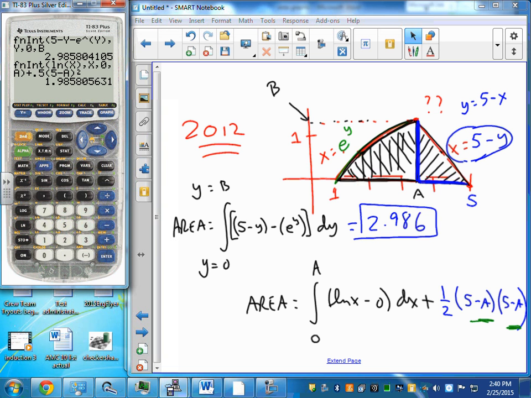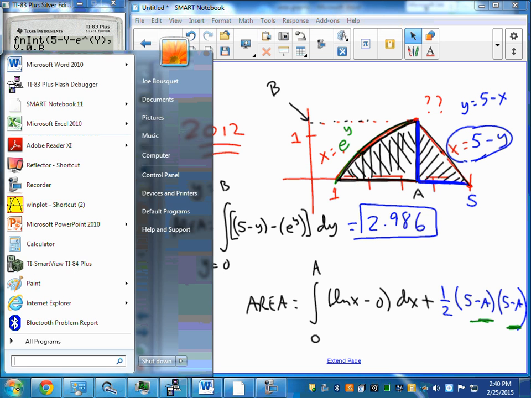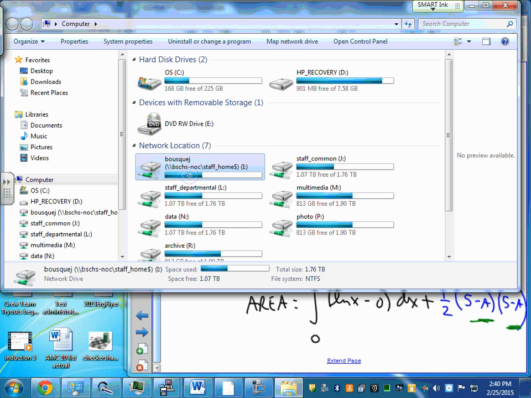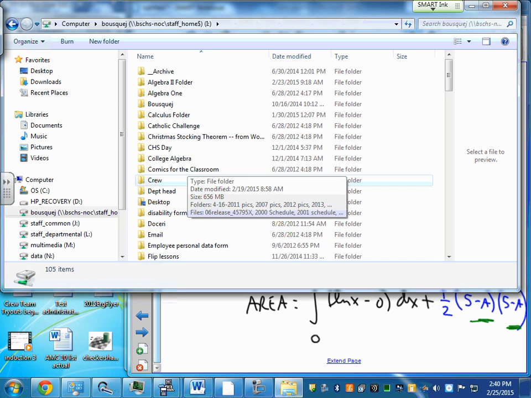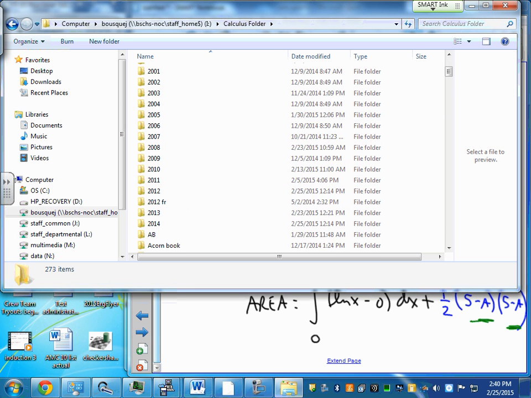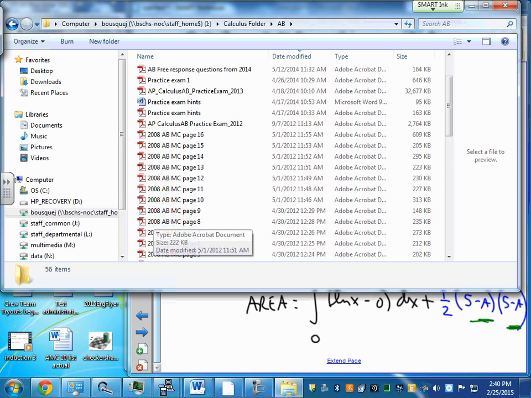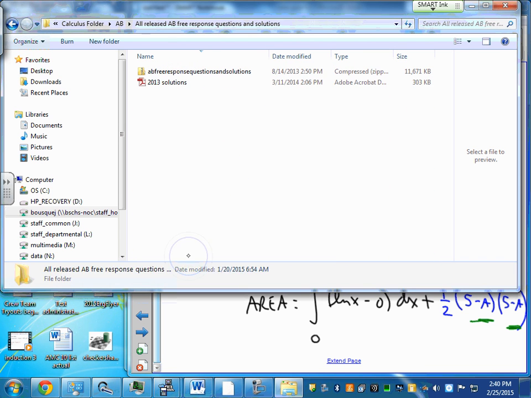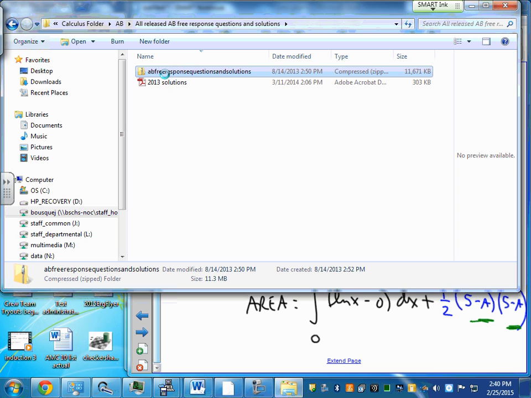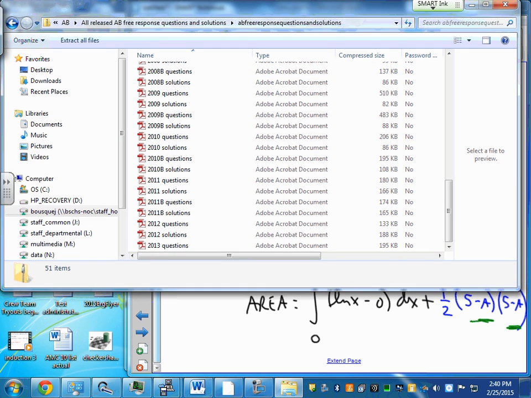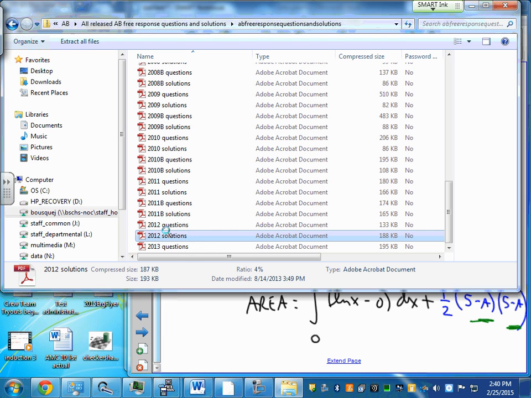Let's do this. Let's look and see what the answer is supposed to be. I have all these on file, and you have them as a download. I also have them in a folder in my personal space here. So let's see, all the released questions. This was 2012, I believe. So 2012 solutions.